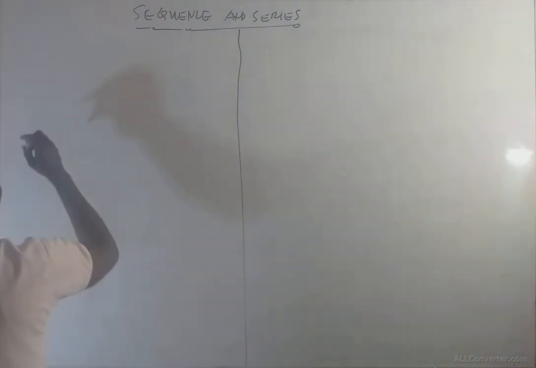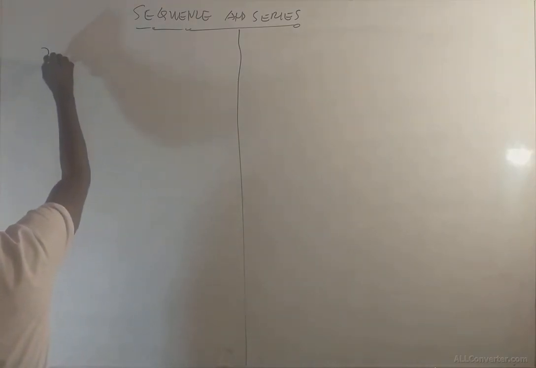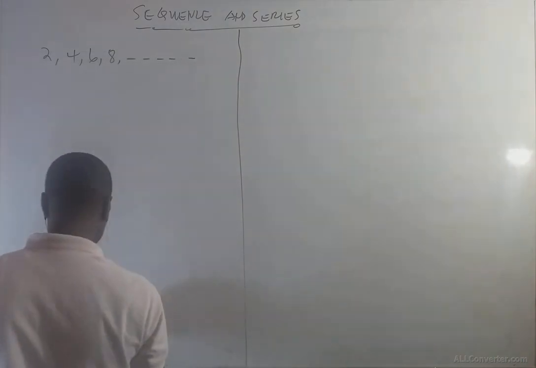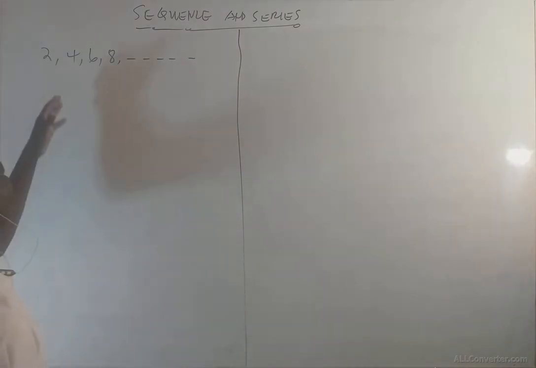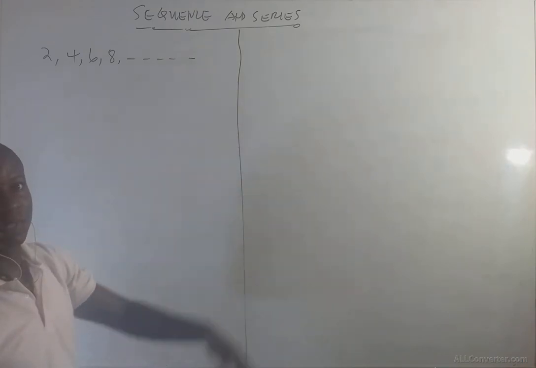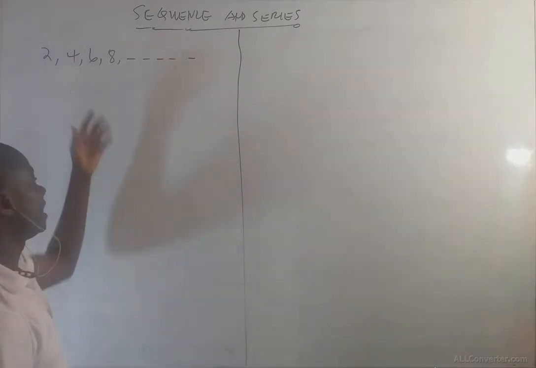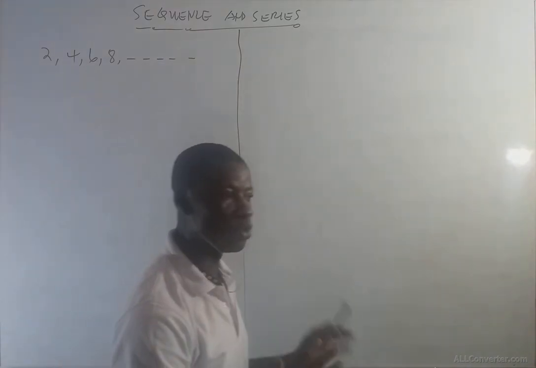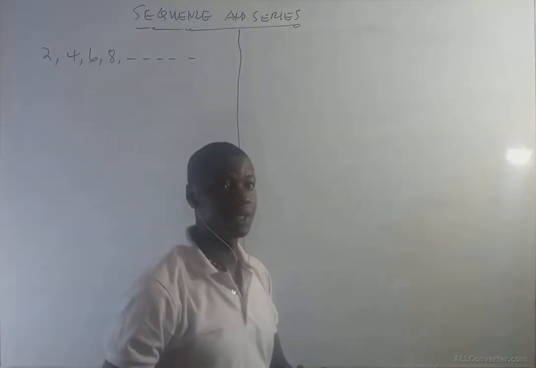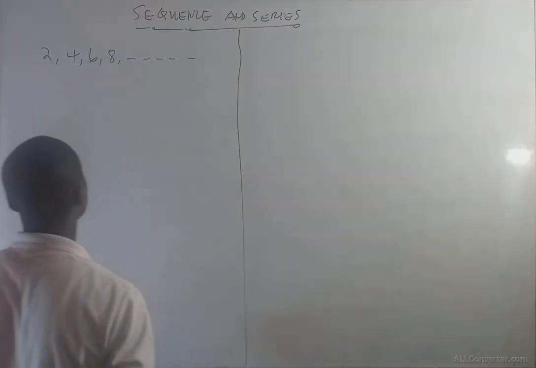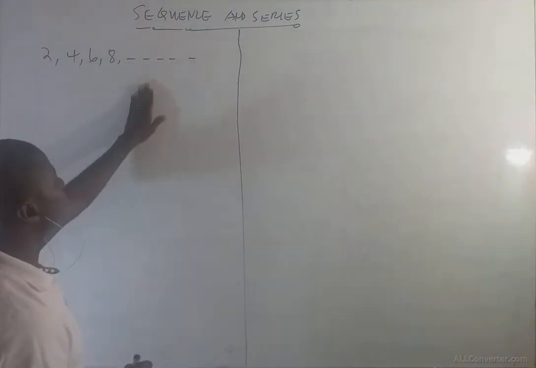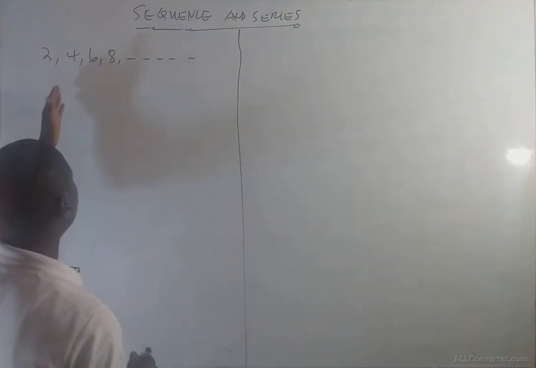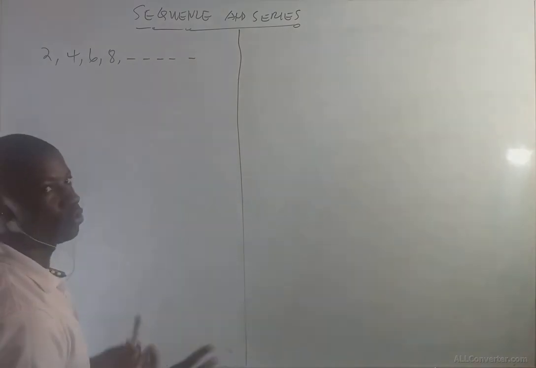Now, let's assume we have the sequence 2, 4, 6, 8. And this is the sequence. When numbers are arranged in a particular order, we call it the sequence. So this is an example of a sequence. Very soon I'll be explaining to you the types of sequence you are going to consider as far as sequence and series is concerned. Now, this is an infinite sequence because the last term is not known. So when the terms of this sequence are added together, we have what we call the series.